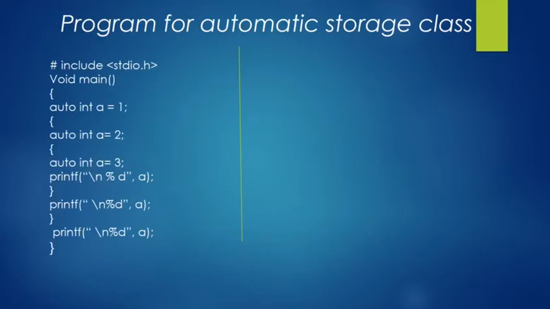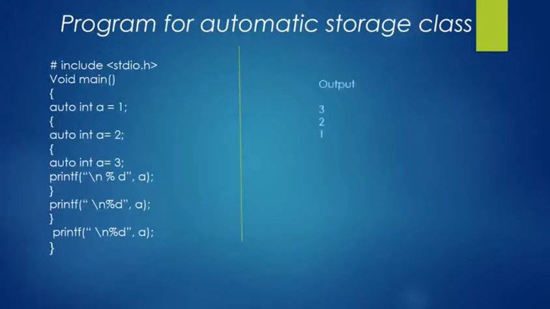Now let us see the program for automatic storage class. In this program, in main, in the first block we have initialized the variable a as int equals to 1 using the keyword auto, and similarly for the other two blocks. In the third block we have printed the variable and closed the block, and similarly done for the other two blocks. Let us see the output of the program.